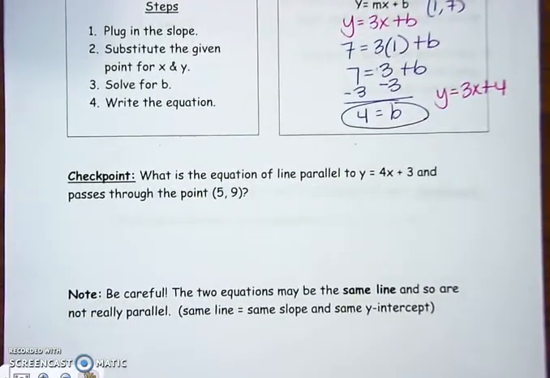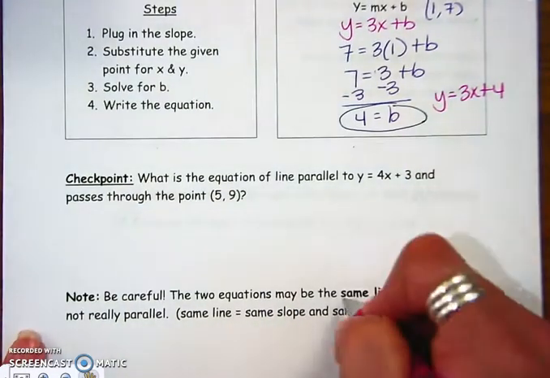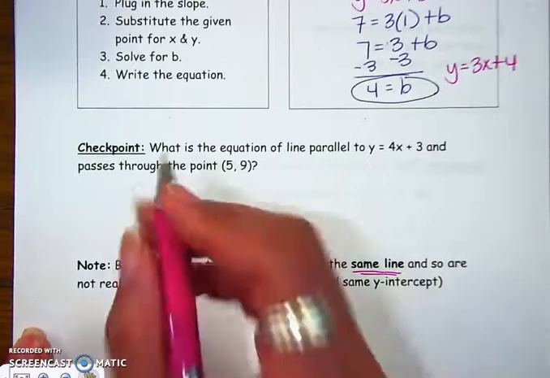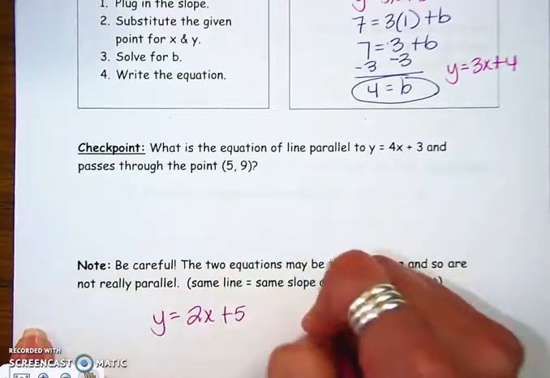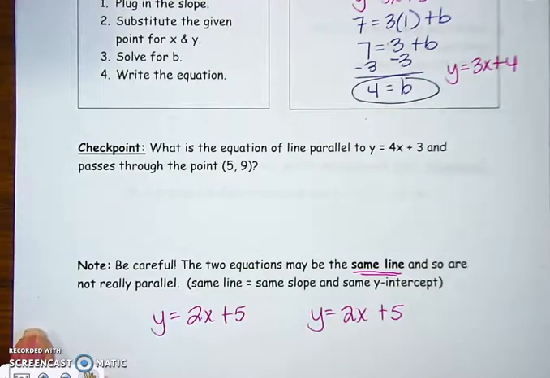Down at the bottom, it says, note, be careful. Two equations may be the same line, so in fact, they are not parallel. We know that equations that are the same line have the same slope and the same y-intercept. For instance, if I gave you the equation y is equal to 2x plus 5 and y is equal to 2x plus 5, notice that these two equations have the same slope. They also have the same y-intercept. So in fact, they are the same line and not necessarily parallel.